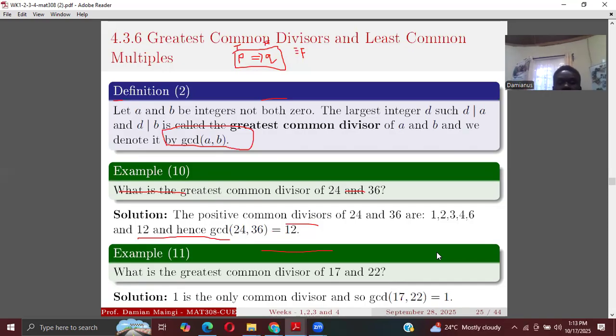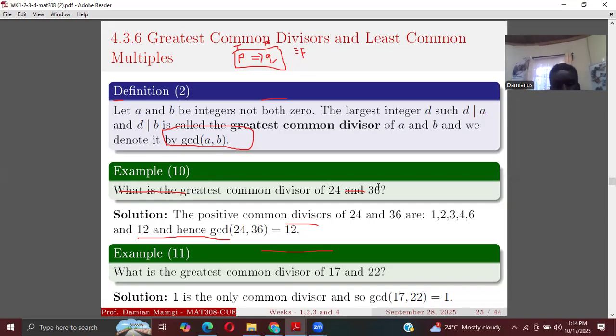Okay, so greatest common divisor, we'll call it GCD. Let a and b be integers, both non-zero. The largest integer d that divides both a and b is called the greatest common divisor of a and b. And we denote it by GCD of a and b.